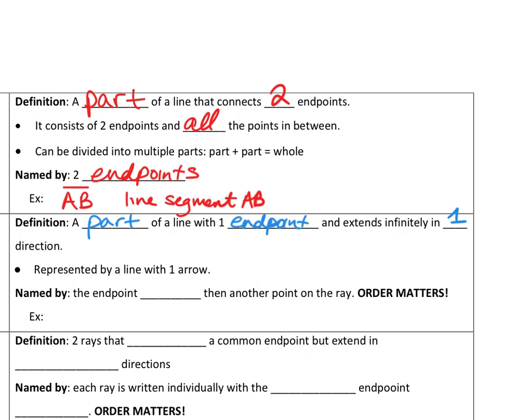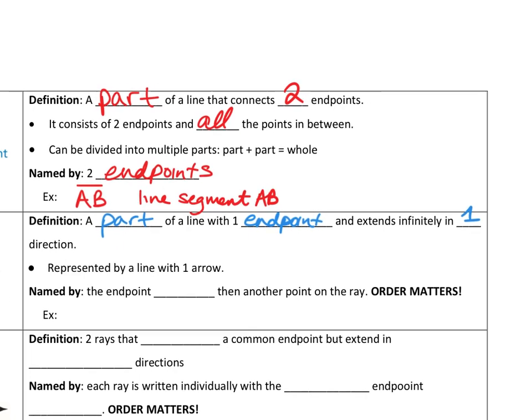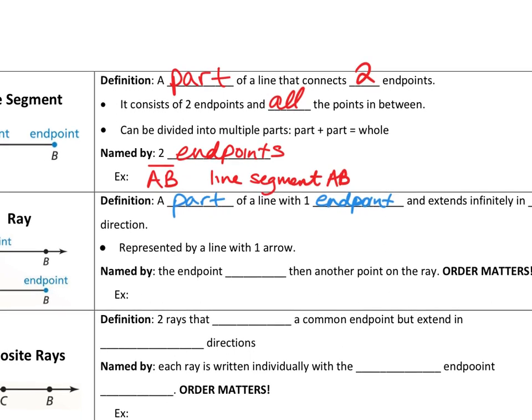It is represented by a line with one arrow. So if we look at the image right here for the ray, we have two different rays. See how it has an endpoint on one side and an arrow on the other? That's a ray. The way that we name it, this is important. Order totally matters here. We start with the first endpoint and then the other point on the ray.